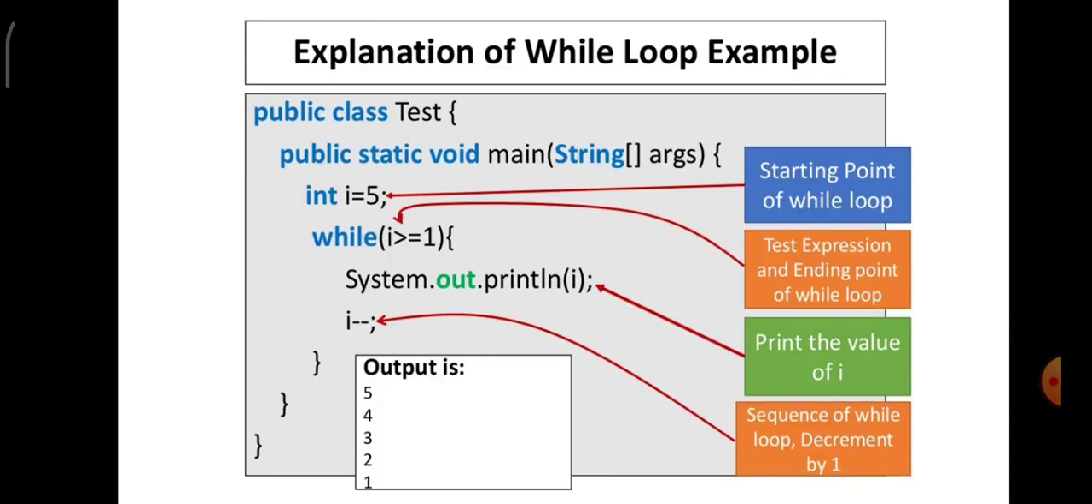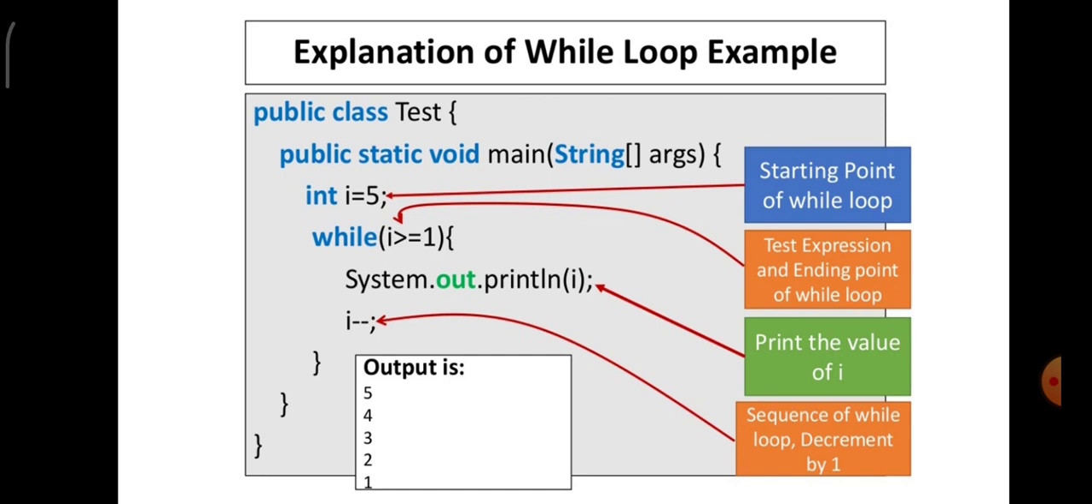Now, explanation of while loop. Again, one more example I have given you, but now here you are going to print it in the reverse order. How to do it? The starting point is i equal to 5. What is the test expression? It should check when i is greater than or equal to 1, because we are going to do it in the reverse order, that is 5 followed by 4 followed by 3 followed by 2 and finally followed by 1.